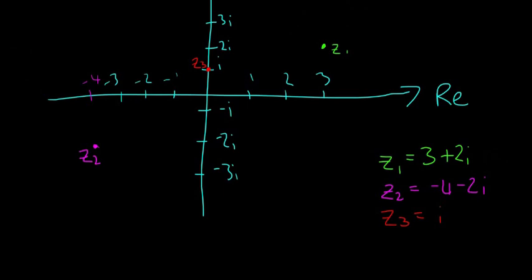So the next example we'll see as well. I'll go yellow. Z4 is equal to 3. It's just going to be this dot here. Z4.